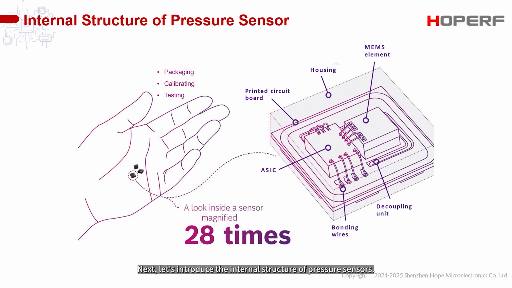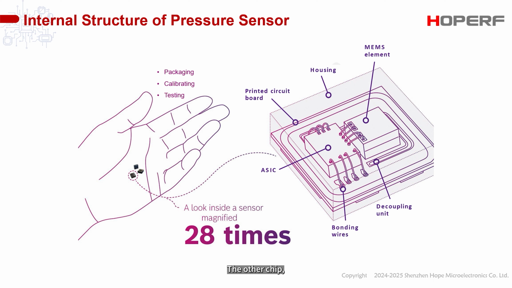Next, let's introduce the internal structure of pressure sensors. A mature pressure sensor needs to go through packaging, calibration, and testing before it can be delivered to users for use. During packaging, we usually need to use two chips to complete the process. One of the chips is called MEMS. It is primarily used to sense pressure and convert pressure into voltage.